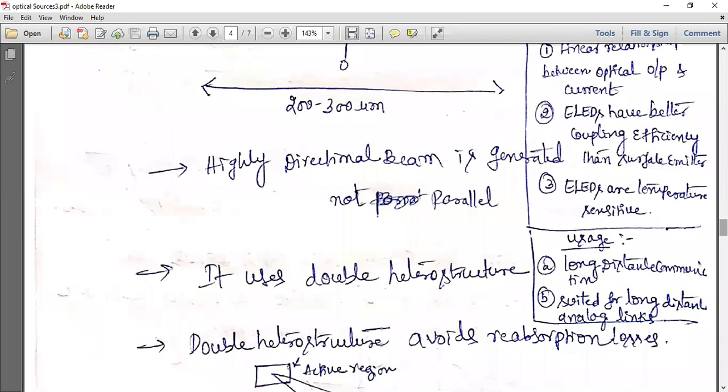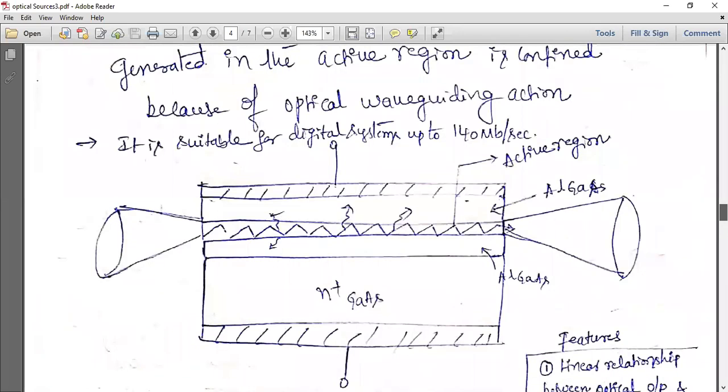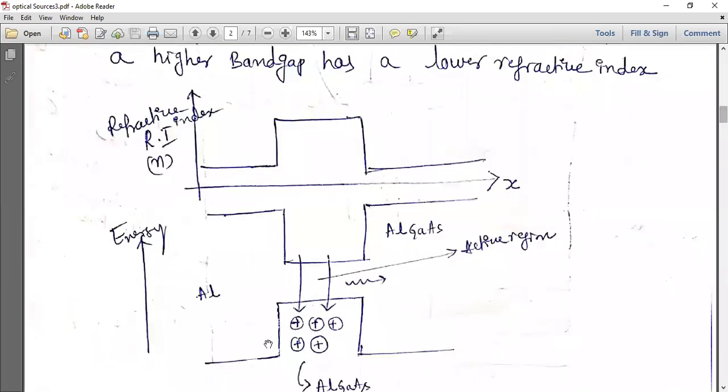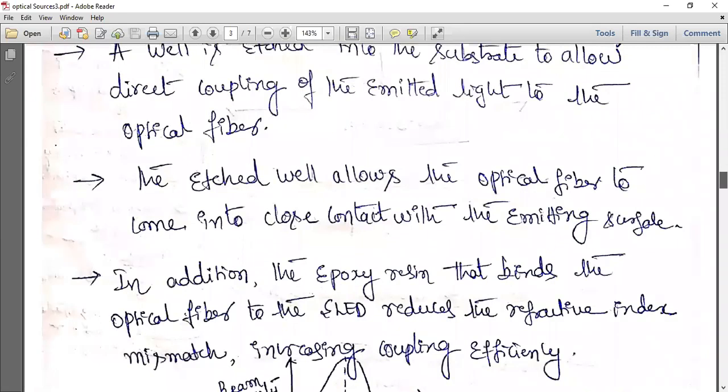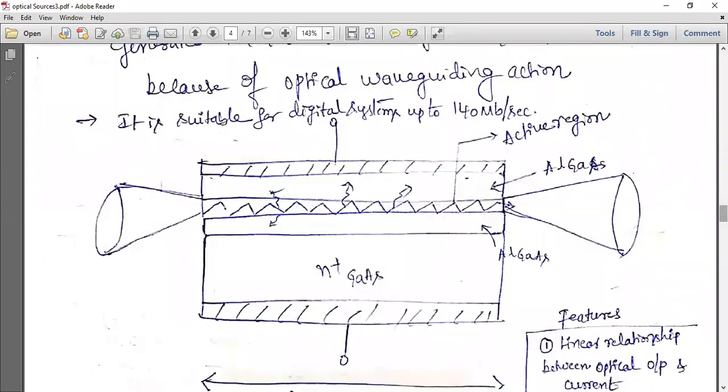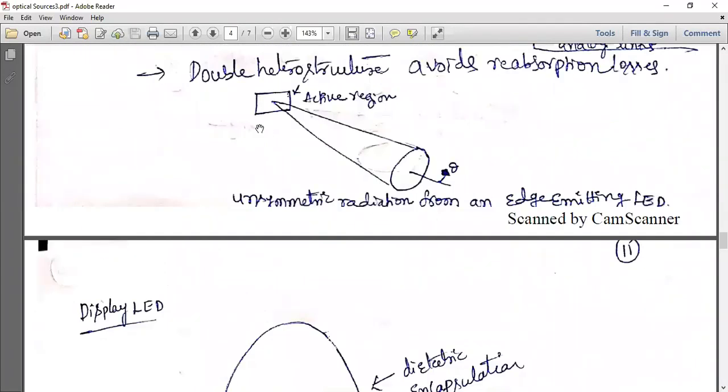If you want to write energy diagrams, write the same energy band diagram and also the refractive index. Same explanation, except you are taking the light at the edges. That is your edge emitting LED, and the cone will look like this when you take it at the edges. It avoids reabsorption loss also. Same explanation.